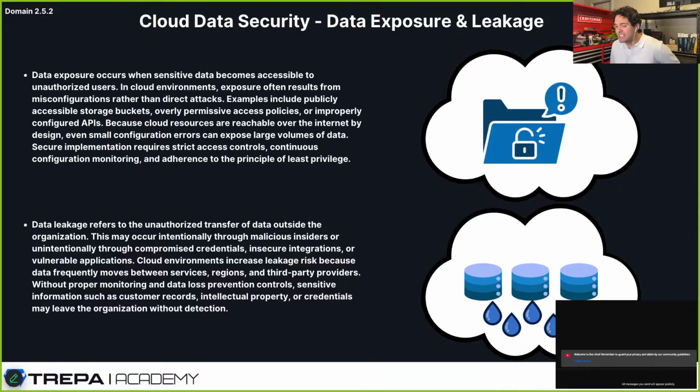Data leakage refers to the unauthorized transfer of data outside the organization. Your organization will have its own cloud tenant, and if there's sensitive data in there that you don't want getting leaked, or maybe there are proper channels to get that information off the cloud onto someone's personal computer, and you're not going through those proper channels, we call that data leakage. This may occur intentionally through malicious insiders or unintentionally through compromised credentials, insecure integrations, or vulnerable applications.